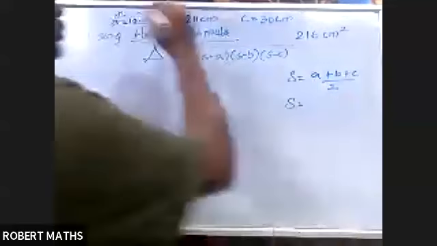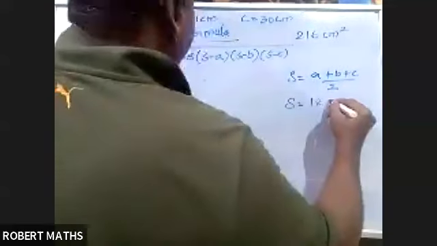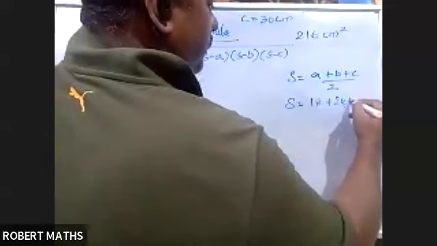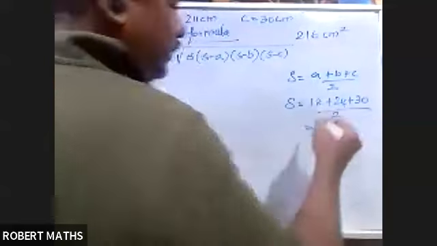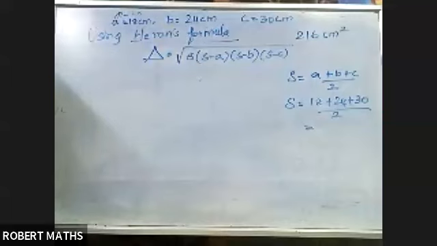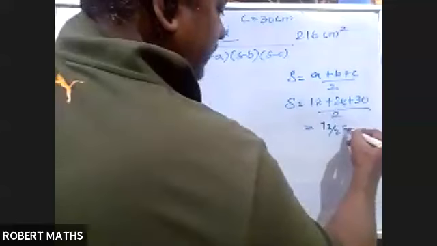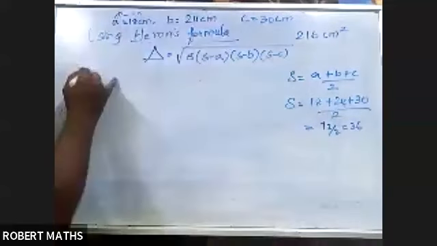Your s is equal to a plus b plus c, 18 plus 24 plus 30, divided by 2. We'll get 18 plus 24, 42. 42 plus 30, 72, which is equal to 72 by 2. We'll get 36. Now you substitute. Very, very easy.